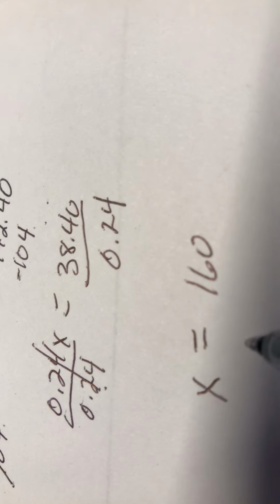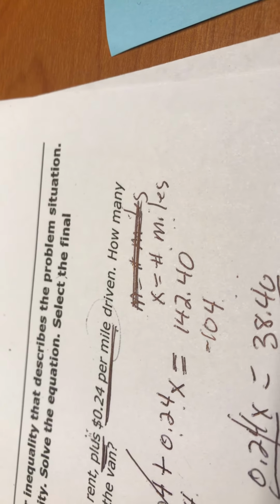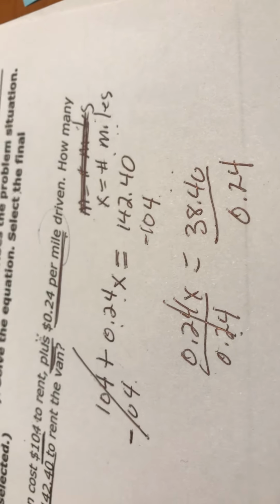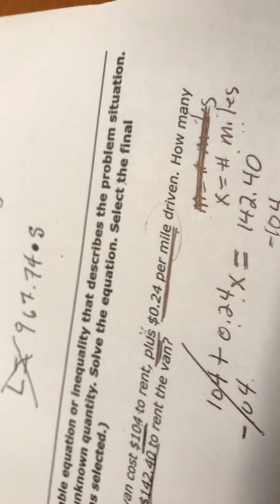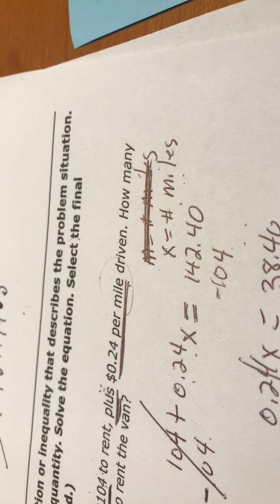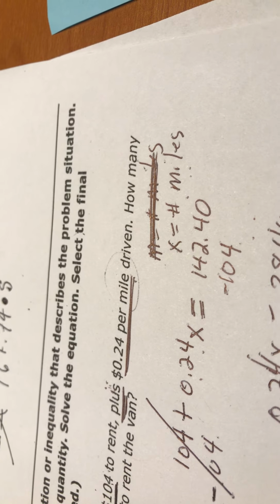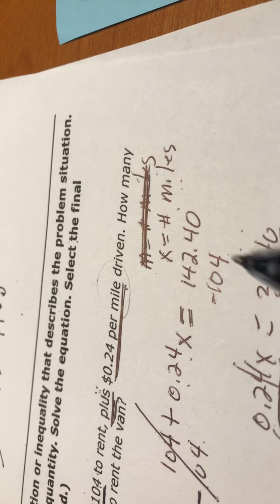Okay, so x is 160. What did x represent? The number of miles that Dave, or David, whatever, drove on his rental truck. So 160 miles. And if you're not sure, you can always plug it back into the original formula. So 0.24 times 160 is 38.4, plus 104, and we get 142.40. Okay, so this is my answer. Hopefully this is making sense.